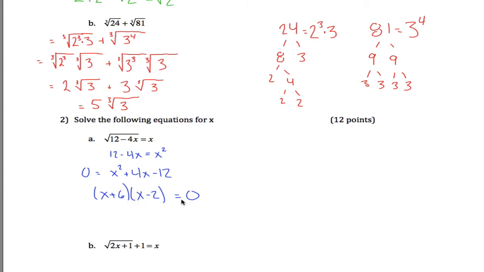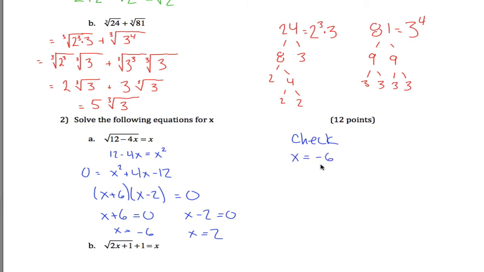Now I got something times something equals 0. That tells me that either x plus 6 equals 0 or x minus 2 equals 0. So either x equals negative 6 or x equals positive 2. So we're done. These are the answers. No. On these types of problems, you always have to check your answers.